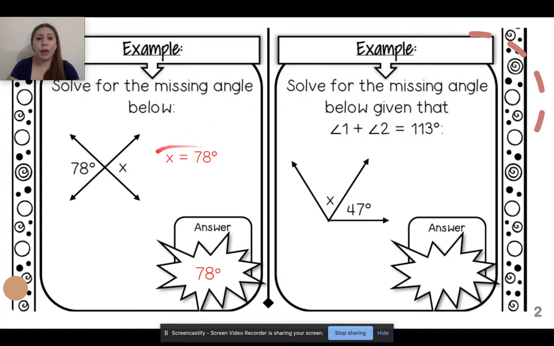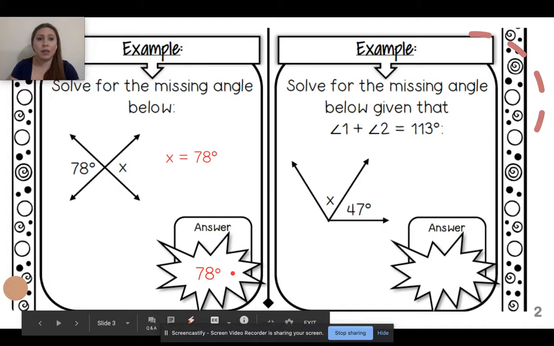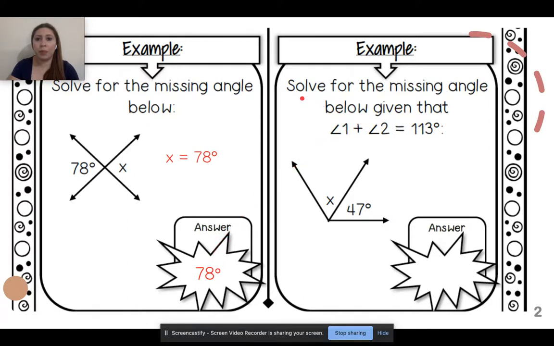Now, notice how I have my work here and then the same answer is here. That's kind of how your homework is going to be. You're going to write your equation in the box and then your answer is going to be here, not with an X, just with the answer. All right, just keep that in mind.